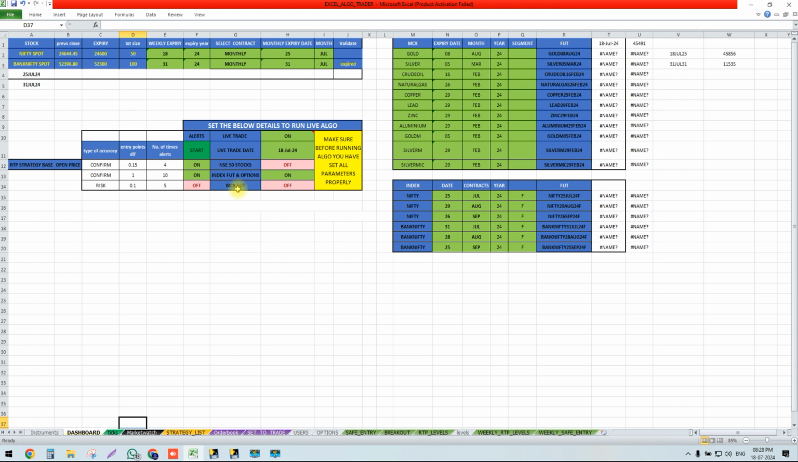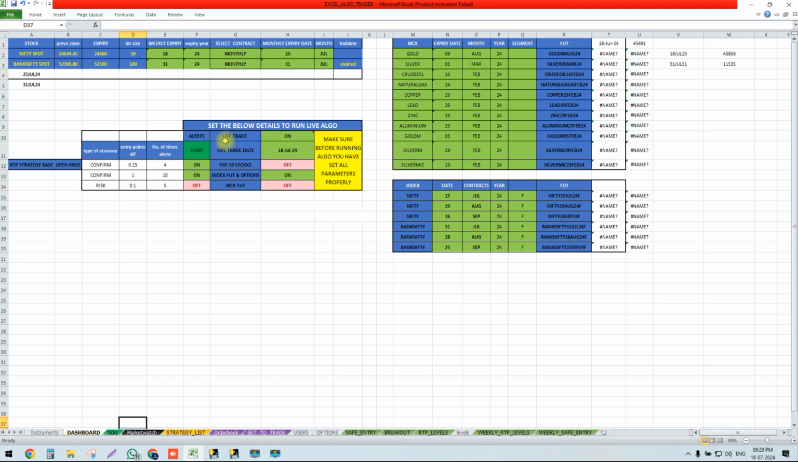Today I'll show you how our dashboard should be set for Excel Algo trading. I'll show you how these parameters should be set. If you want to run Excel Algo Trader, meaning to trade automatically, you have to set these parameters.